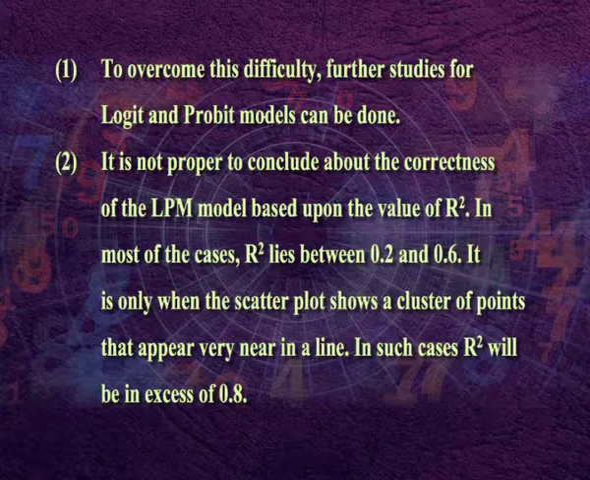Number 2. It is not proper to conclude about the correctness of the LPM model based upon the value of R square. In most of the cases, R square lies between 0.2 and 0.6. It is only when the scatter plot shows a cluster of points that appears very near to a line that R square will be in excess of 0.8. Hence, use of R square as a summary statistic should be avoided with qualitative dependent variables.